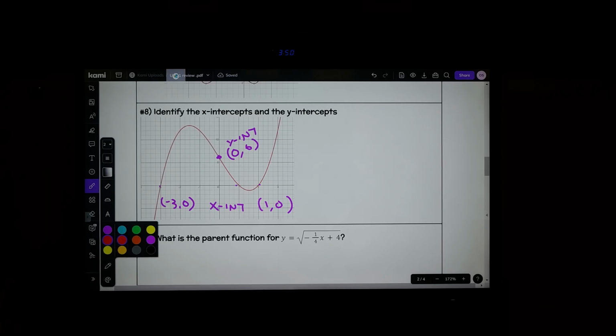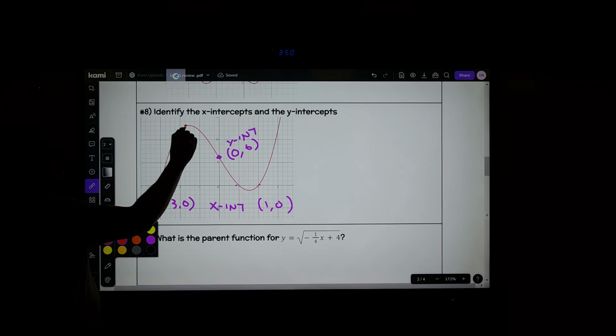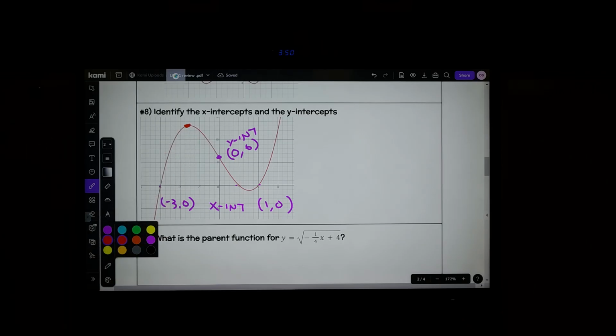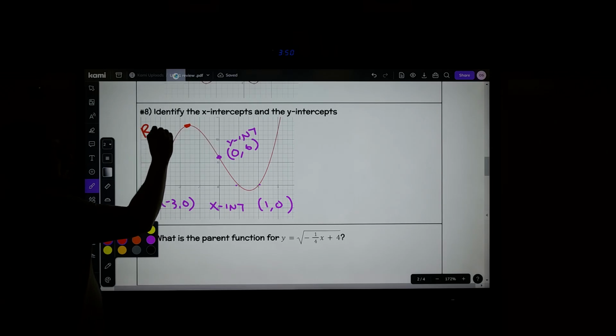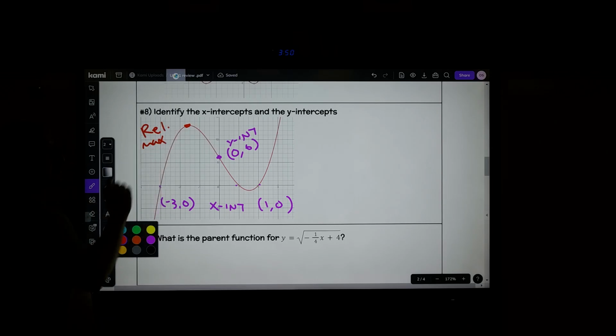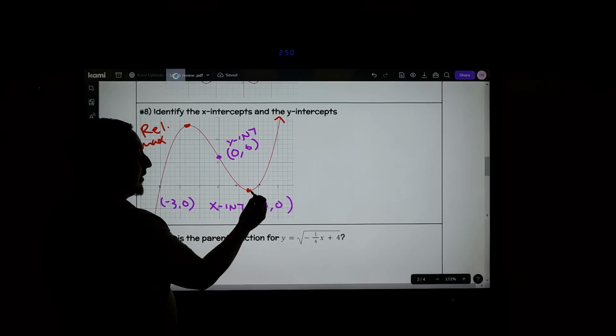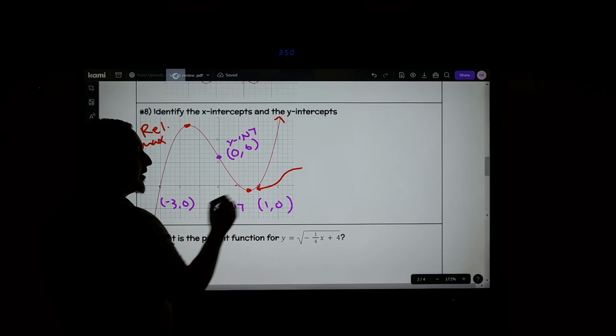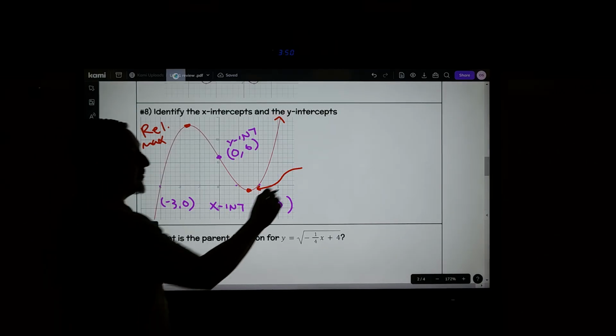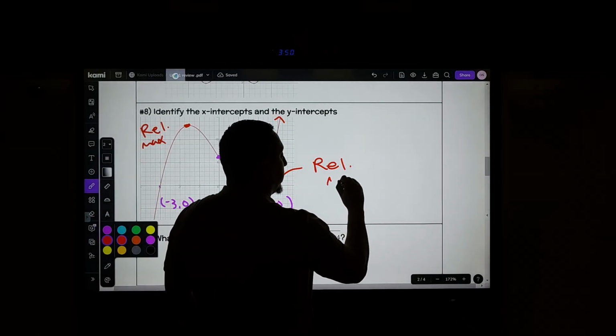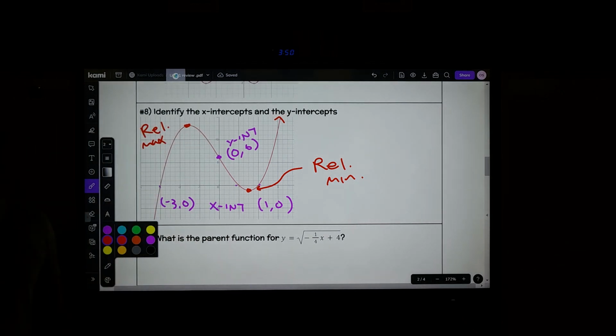Also, let's add it to this one. This would be a what extrema? Not absolute, relative. And that's a good point. Why I said not absolute? Because this still goes higher over here. Like if it's a roller coaster, I could still go higher, right? And then this one would be a relative minimum. It just means relatively speaking, comparatively speaking. That one's low, but not the lowest.